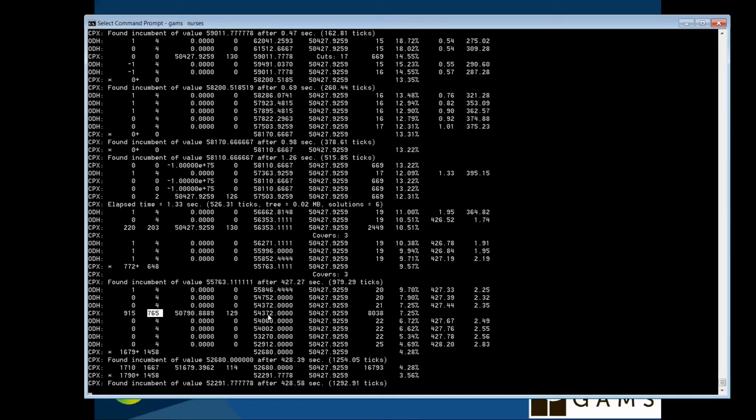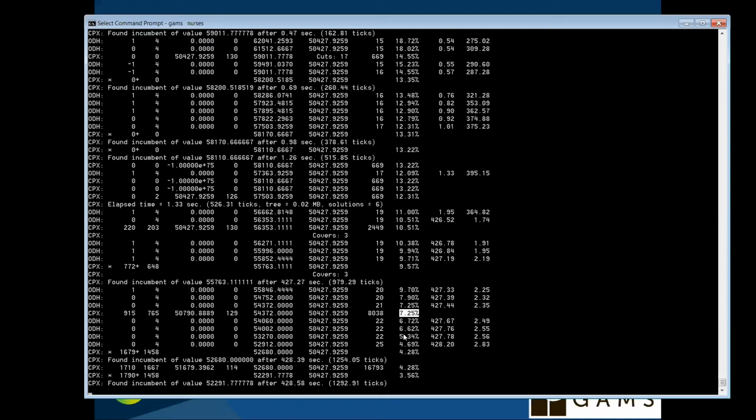The difference between the solution we had before and the best bound is known as the gap, and the relative such difference is the relative gap, which is expressed as a percentage. So that 7.25% there says the current solution is at least as good as 7.25% away from optimality. So if you took that solution, you know you could never do more than 7.25% better.